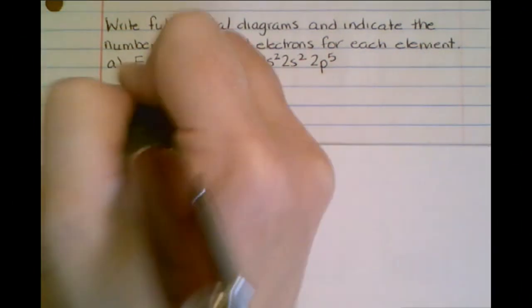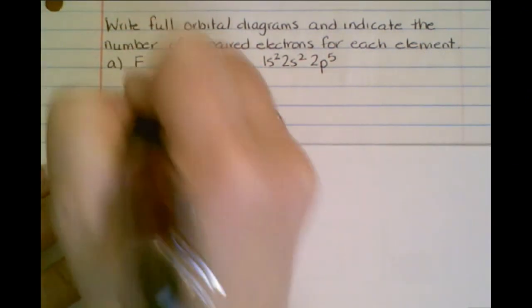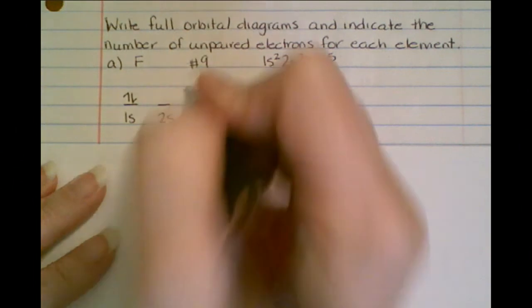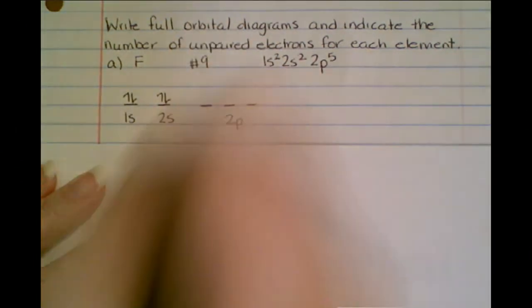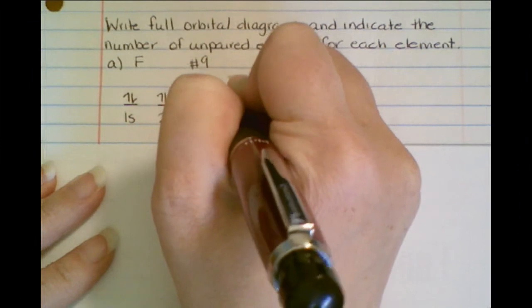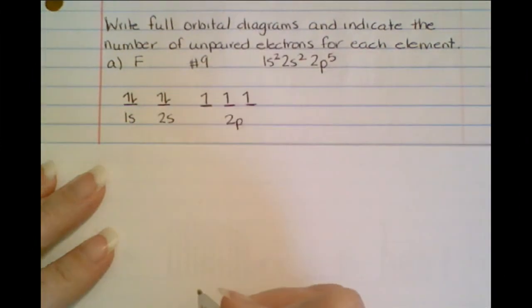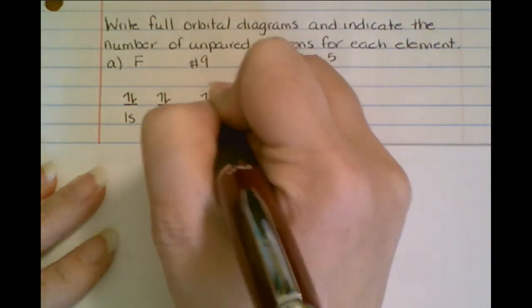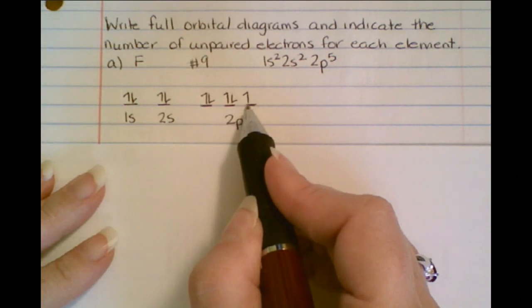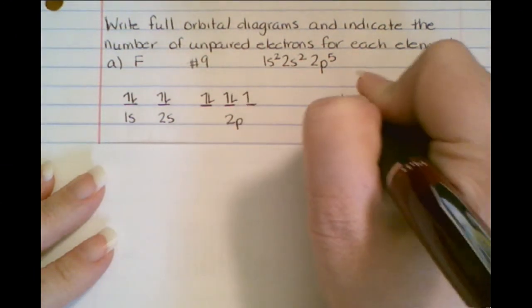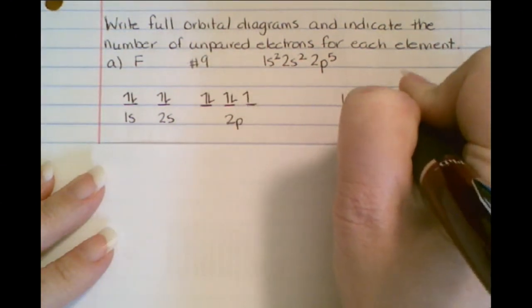So I have 2 in the 1s, so there's 2 electrons. I have 2 in the second one. Now it says I've got 5 in the P, so we're going to go all the way across first, 1, 2, 3, and then we'll come back and add the downs. So now the other part of the question is you want to know how many unpaired electrons. If I want to know unpaired, it's the only one that doesn't have another partner, right? So this one has 1 unpaired electron.